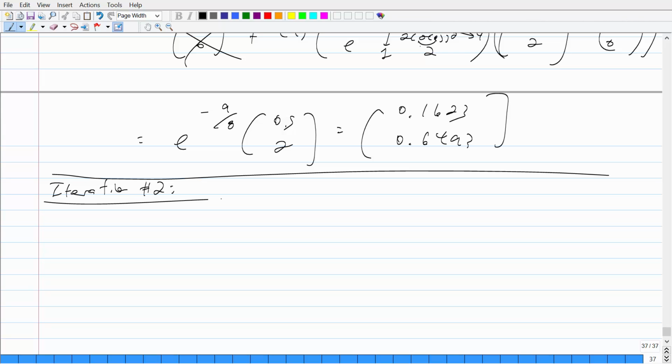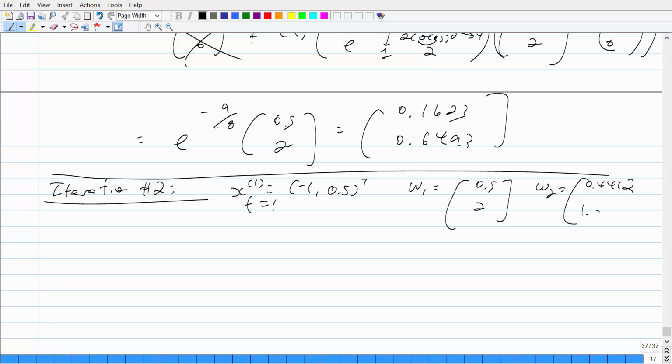Okay, so iteration 2. What you have to do next is we're presented with the second training example, which would be the first one when you reshuffle everything, which is -1 and 0.5 transpose. The time index currently is 1, okay? Now, what we need to do is I'm going to write down all the weights that were currently updated. So these were the updated weights at the current time step now, which is 0.4412 and 1.8237. Okay, we're almost done here. And then hopefully I'll be able to end a few minutes early.